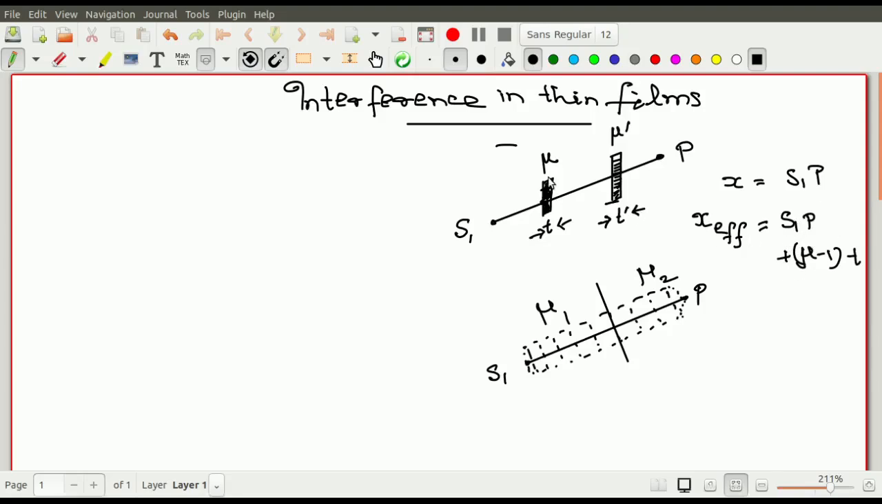This one is for one medium, that is fine. If there is a single medium, you understand that previously it was x, and that x will definitely be present and it is increased by a factor. What is that factor? That factor is mu minus 1 into thickness. But if you have multiple refractive indices like this, or if the entire path is within a medium of some refractive index, then how do we tackle the situation? So you need to introduce the concept of optical path.